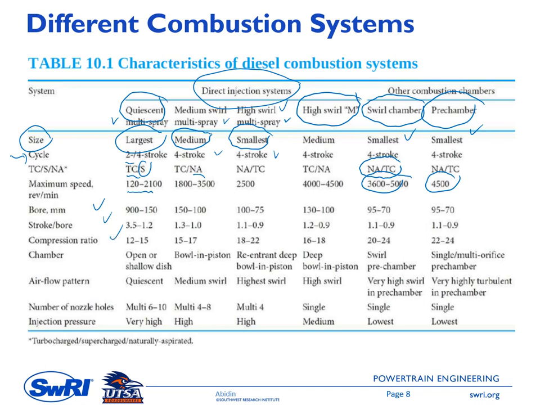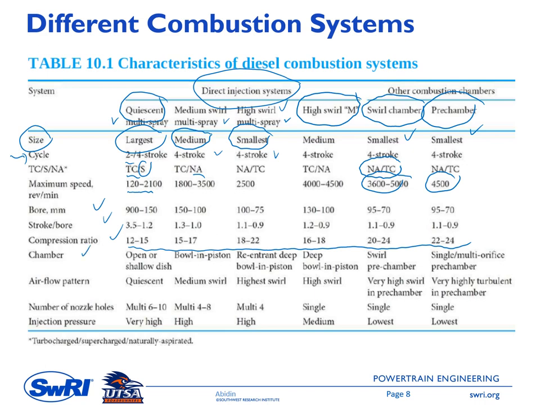So the next one here is the compression ratio. Usually a diesel engine has a higher compression ratio than a spark ignition engine. You know well that there is no knock issue in diesel combustion, so you can increase the compression ratio to have a better thermodynamic efficiency.